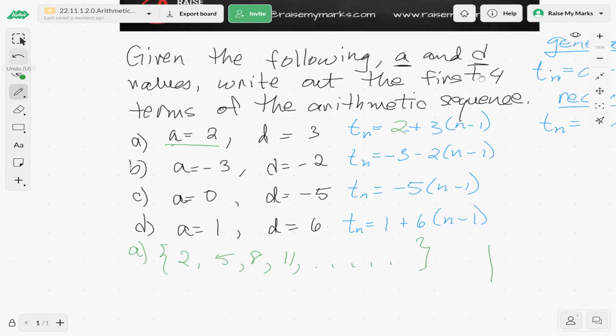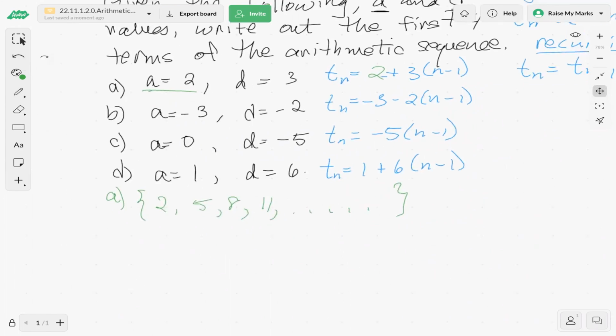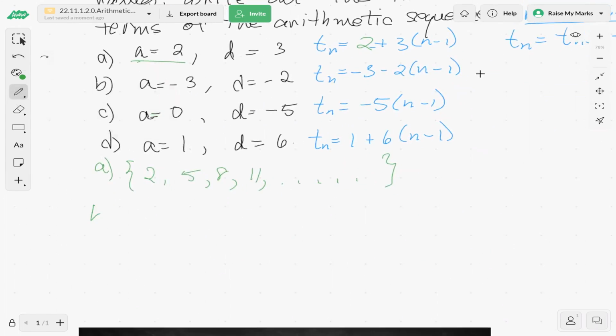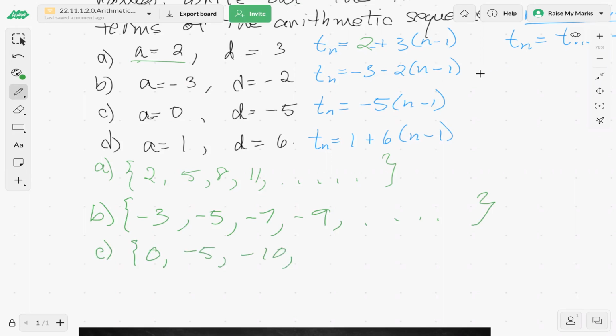Next one, part B. First term, -3. Our difference is -2, so we're subtracting 2 from that. -5, -7, -9, and so forth. C. First term is 0. Very exciting. Second term, -5, -10, -15, and so forth.